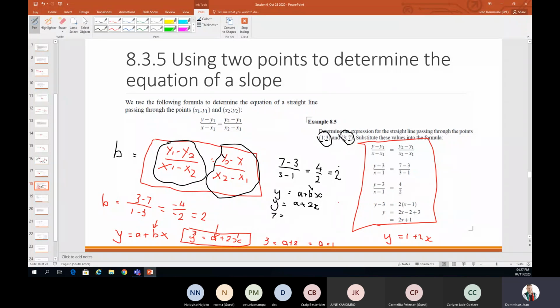And by that, then we know that the x is 3. So 2 times 3 is 6. So if we take 6 to the other side, 7 minus 6 is 1. So by that method, we also get a is equal to 1. So then again, we can substitute that back into the original formula. So y is equal to 1 plus 2x.